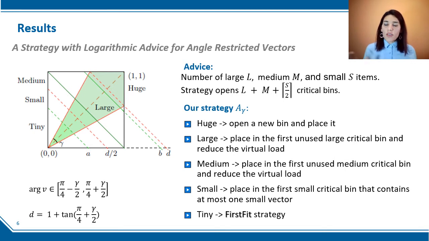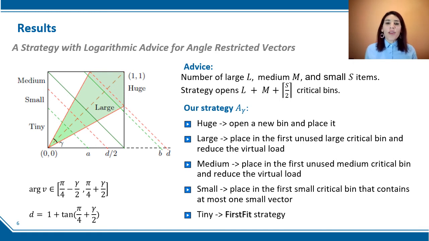So, the first strategy is for the instance where all input vectors are restricted and belong to the green cone that you can see in this picture. The value d depends on the value gamma according to the formula that you have here. We also define two other numbers, a and b, but I will tell you later on how they are defined.